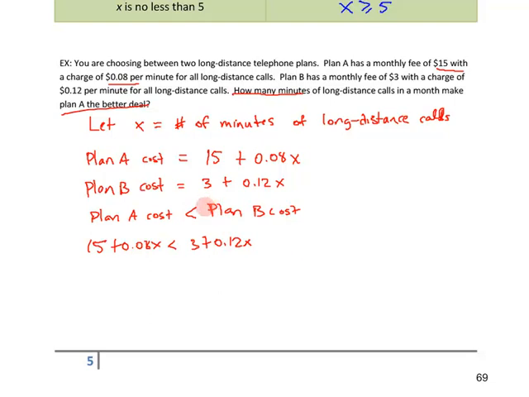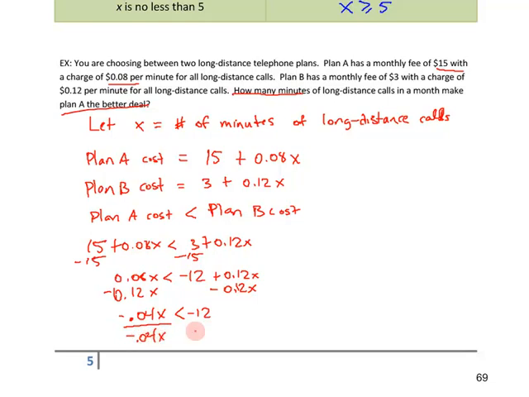I can solve using our techniques. Simplify both sides. That's done. Let's get the x term by itself. So I'm going to subtract 15 from both sides. I get 0.08x is less than negative 12 plus 0.12x. Just subtracting 3 minus 15. Now let's subtract 0.12x from both sides. I get negative 0.04x is less than negative 12. Now divide both sides by the coefficient of x, negative 0.04.